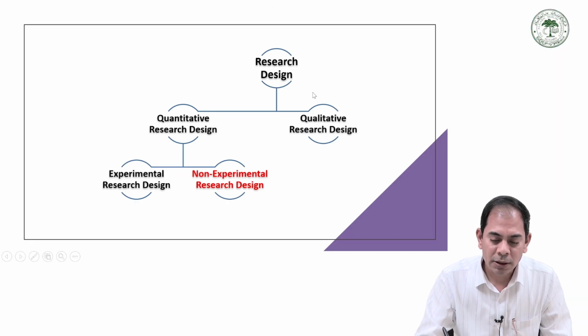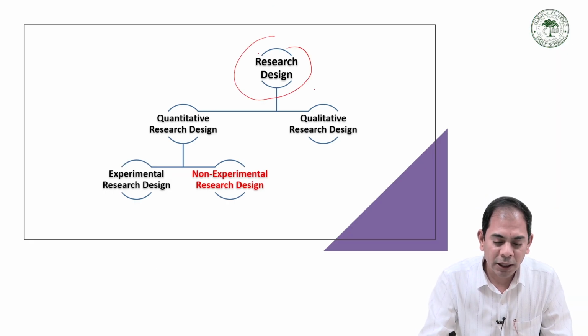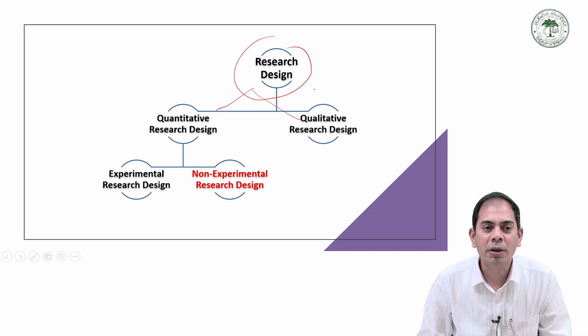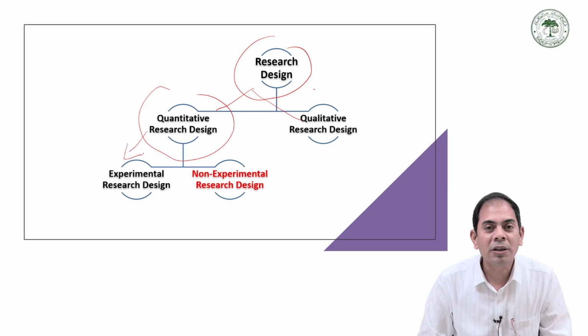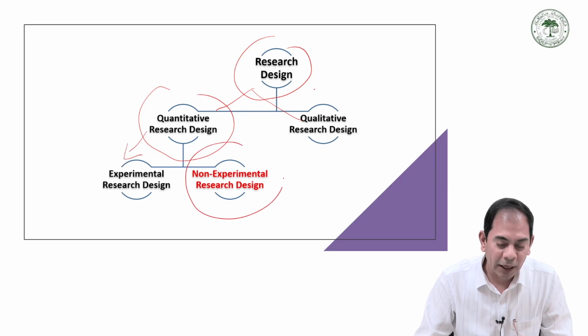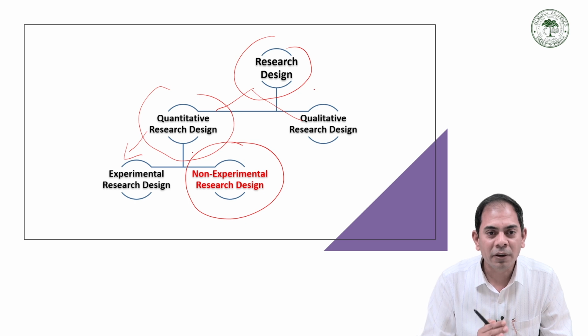The important thing is this flow chart. Research design is also classified into two types. We already discussed qualitative and quantitative. In quantitative research, we have two other classifications: experimental research design and non-experimental research design. So today we will learn about that.